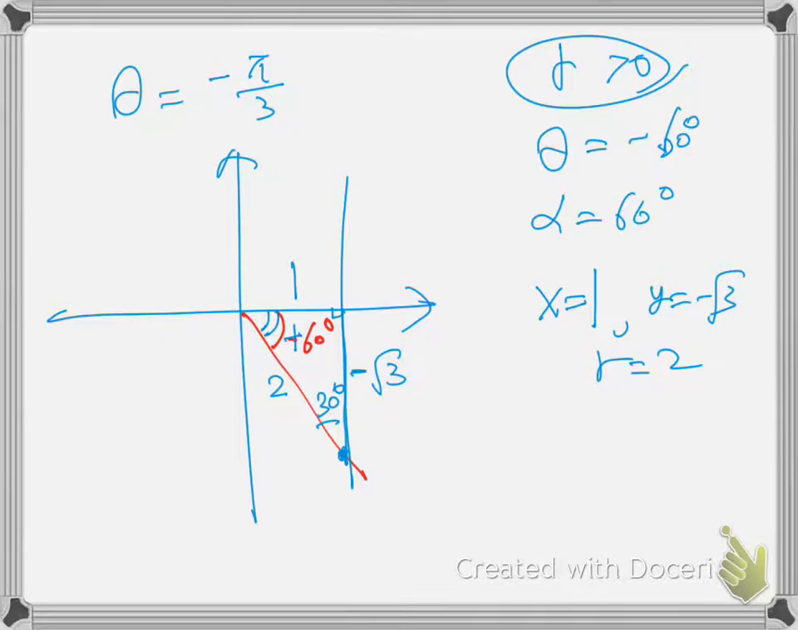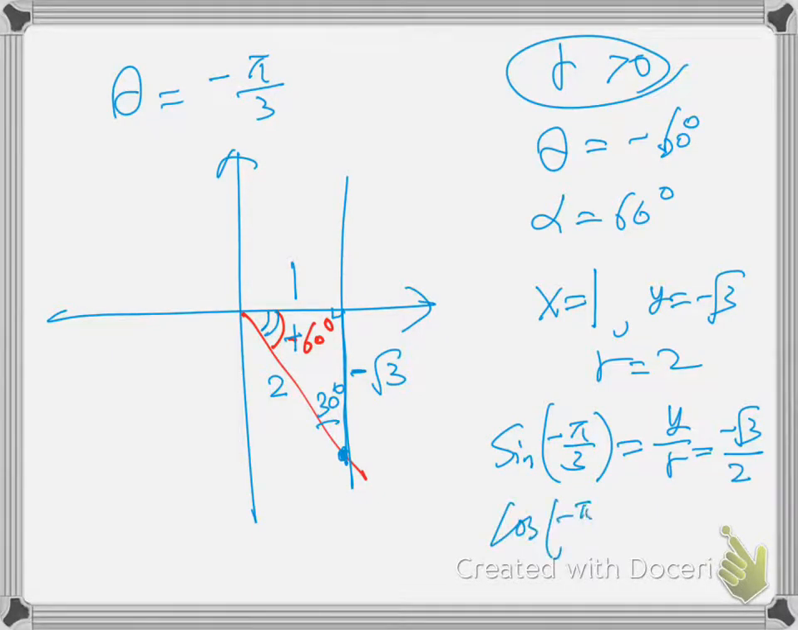Sine of negative pi over 3 will be y over r, so this is negative radical 3 divided by 2. Cosine of negative pi over 3 will be x over r, so it's 1 over 2. So these are the cases.